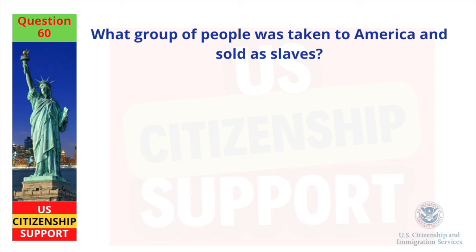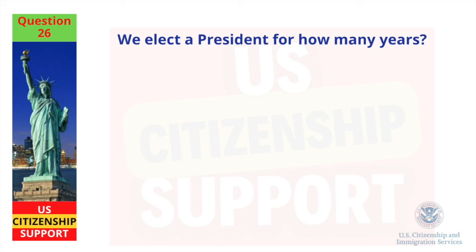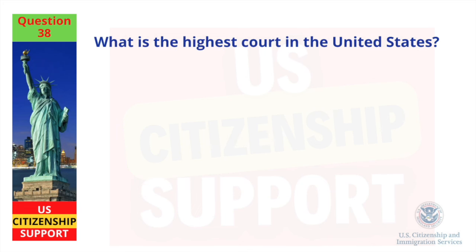What group of people was taken to America and sold as slaves? Africans. Name the U.S. war between the North and the South. The Civil War. We elect a president for how many years? 4. What is the highest court in the United States? The Supreme Court.